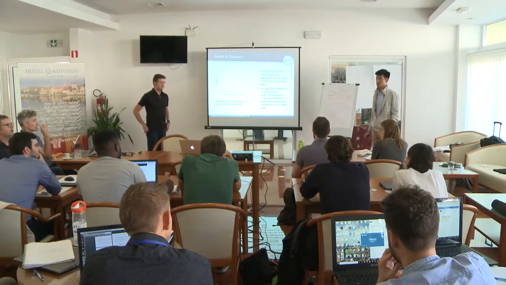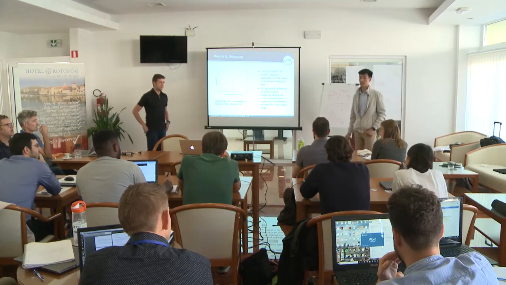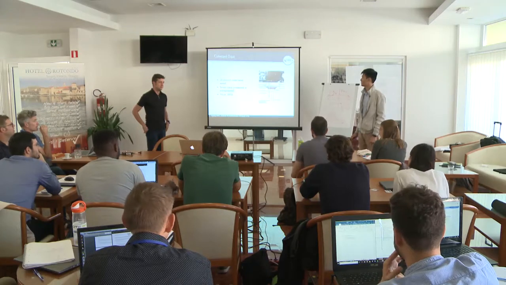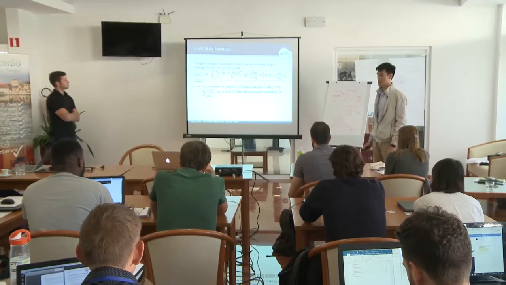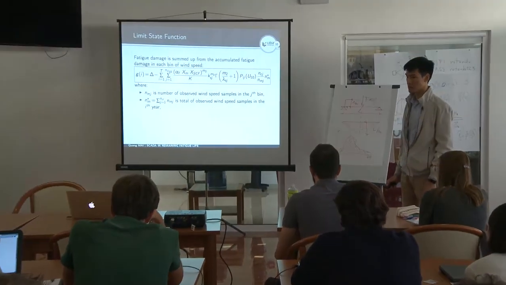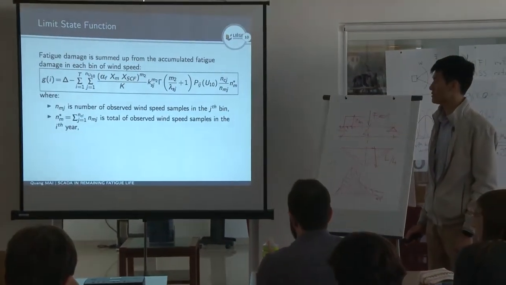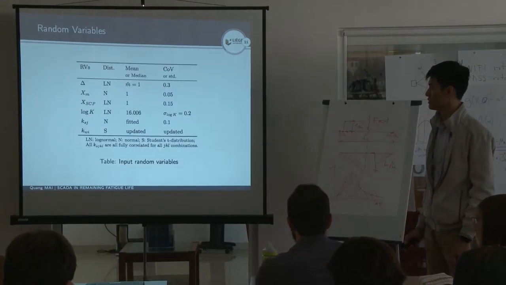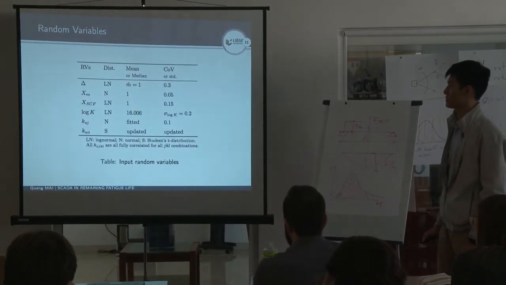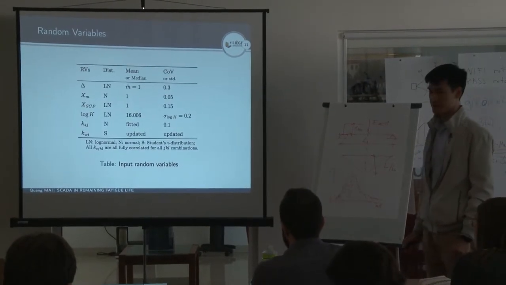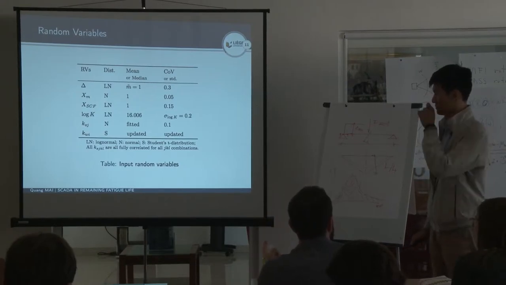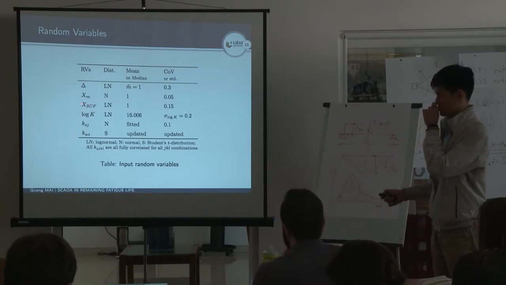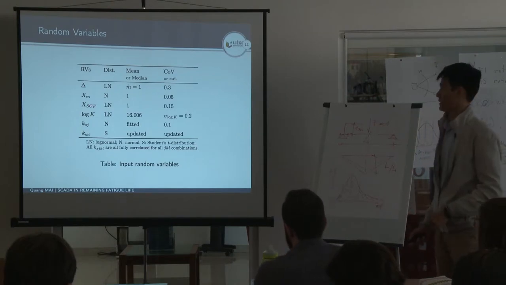But one thing shocked me a bit. If you go to where you define the random variables of the problem, the table where you show the distribution, you mentioned the stress concentration factor. So you said K is the stress concentration factor. No, the stress concentration factor is X.